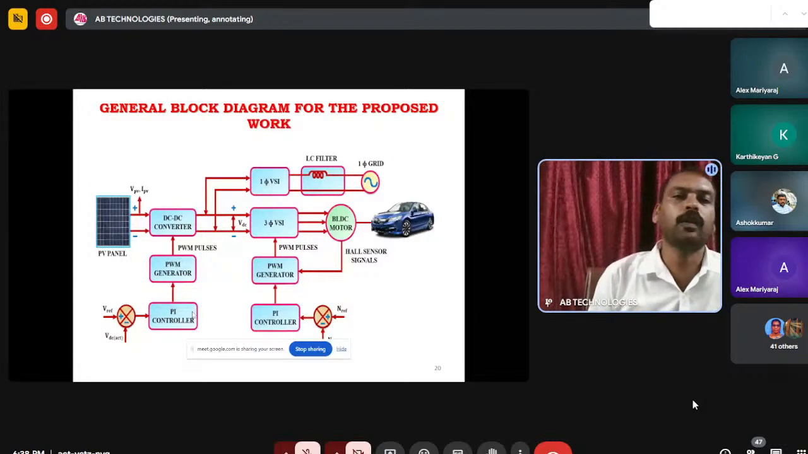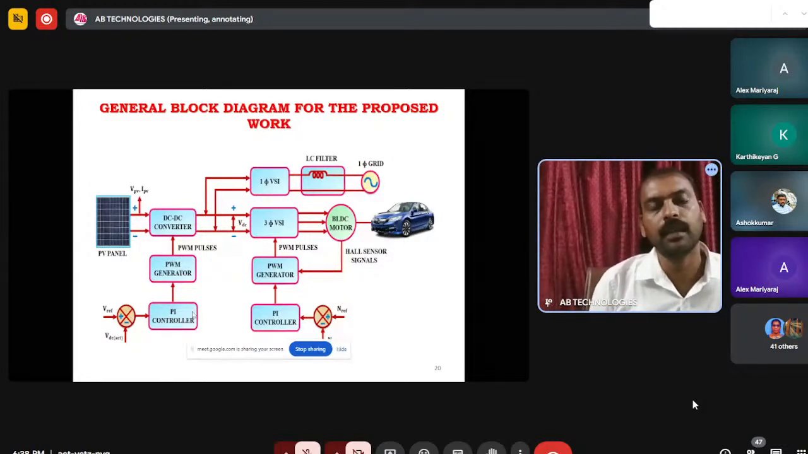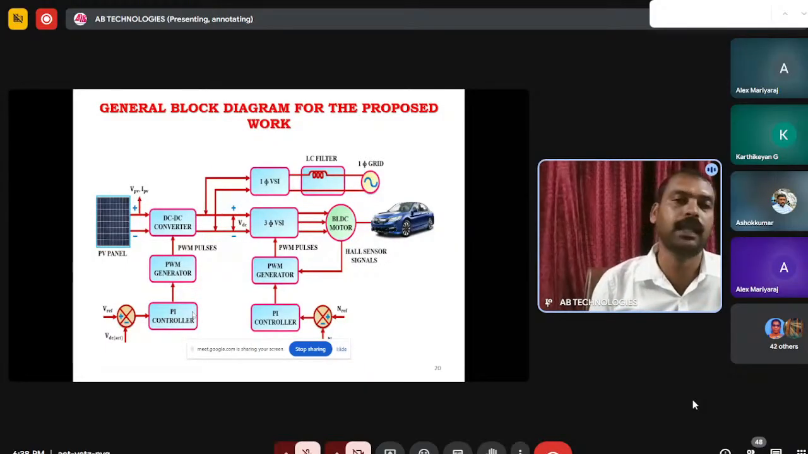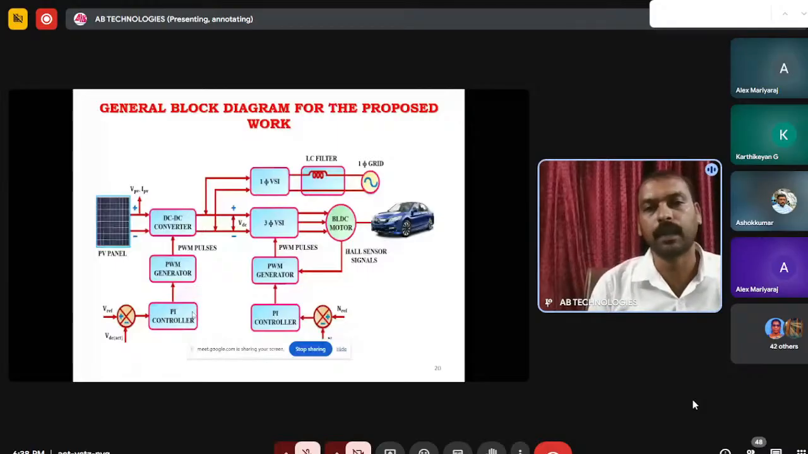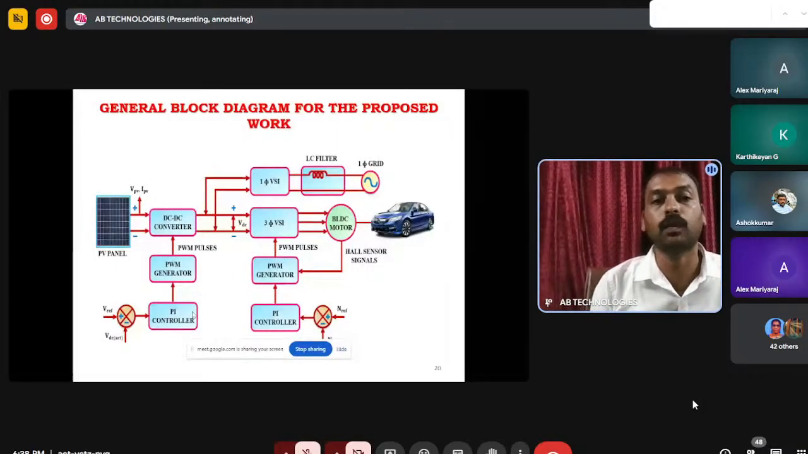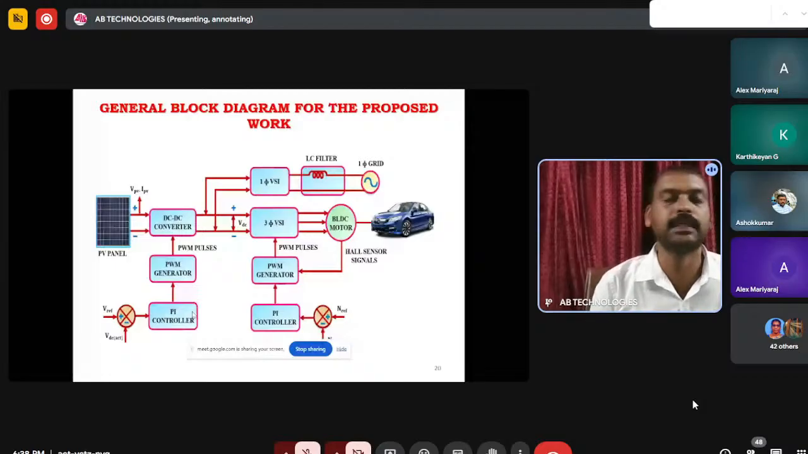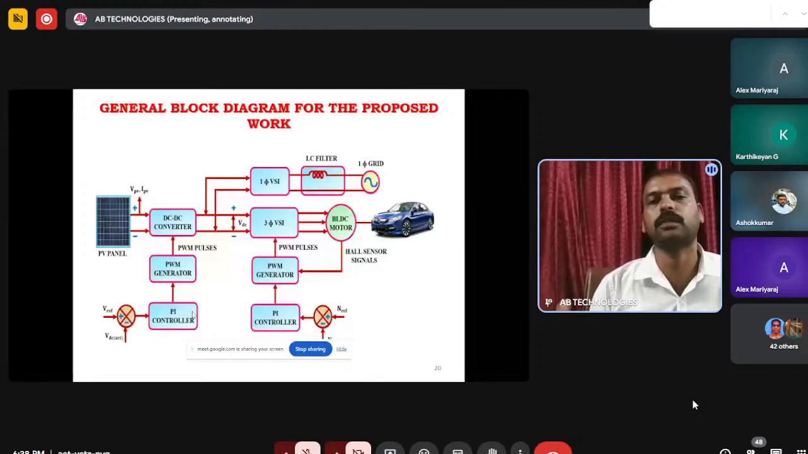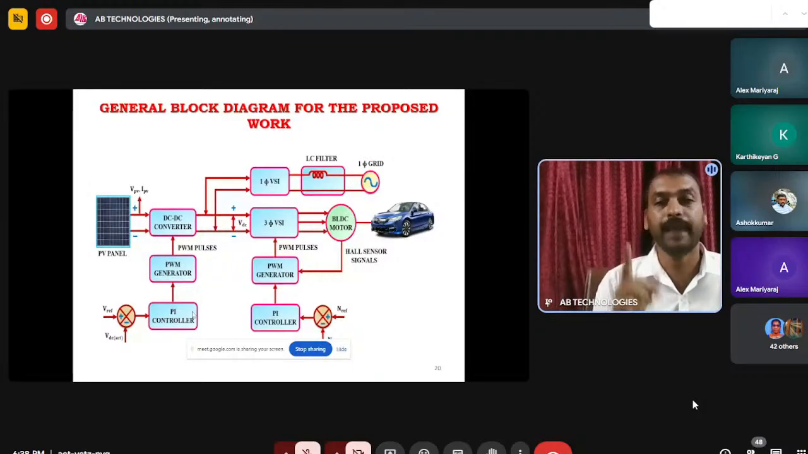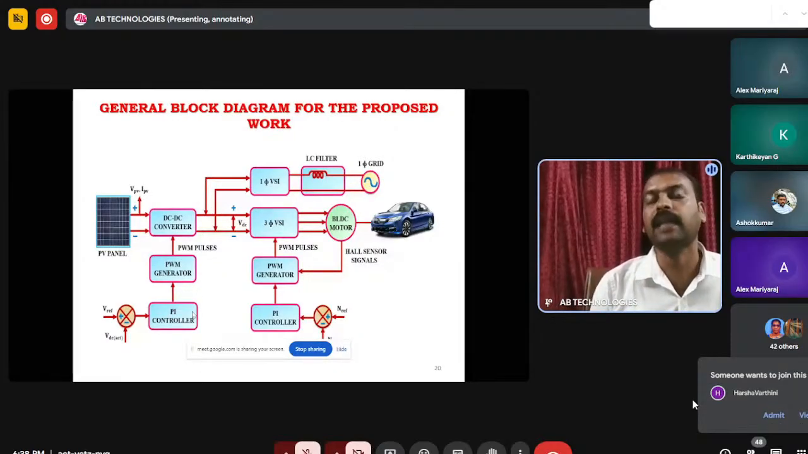Next one, controlling the DC to DC converter. For controlling the DC to DC converter, there are two methods. First one is the MPPT algorithm. Second one is the closed loop controller. Many of them think the MPPT algorithms are open loop, but it is not open loop. It comes under closed loop only. We studied the open loop system and the closed loop system in control systems. If any feedback is there, that system is known as a closed loop system.